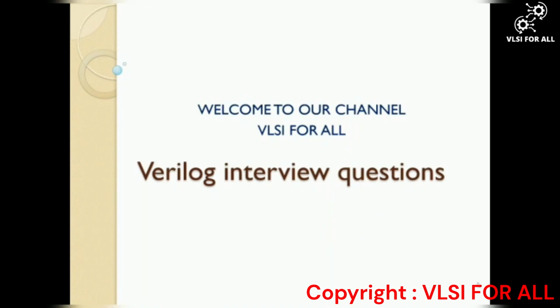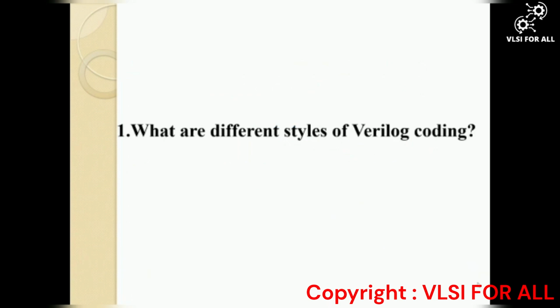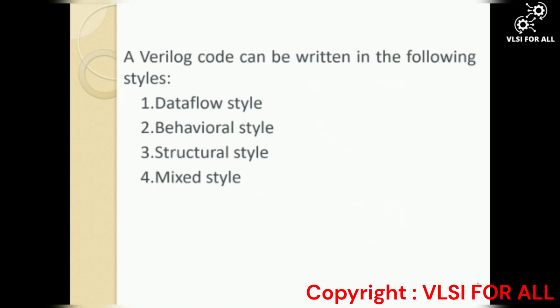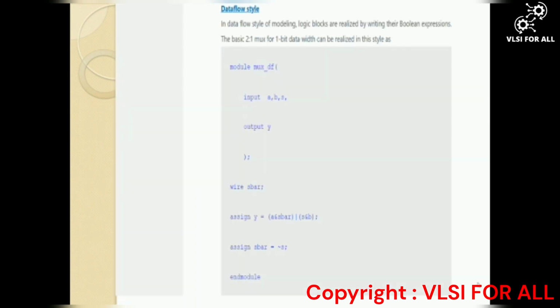Let us see some of the Verilog interview questions. Today, our first question is: what are the different styles of Verilog coding? And this is the proper answer for it. A Verilog code can be written in the following styles. The first one is data flow style, second one is behavior style, third one is structural style, and fourth one is mixed style. Let us see the first one, the data flow style.